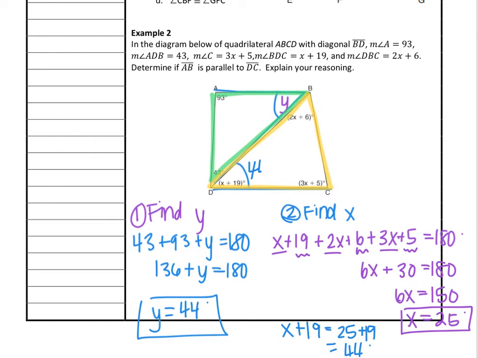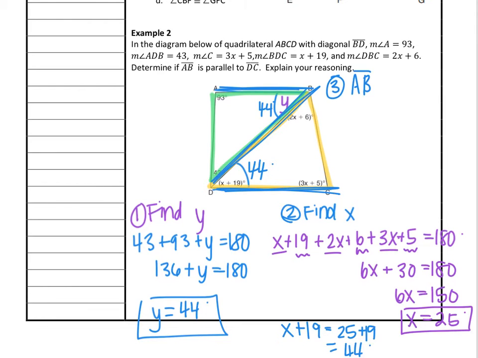Oh my goodness. We found 44 here, 44 here. So what does it tell us about AB and DC? Well, it tells us if they're parallel or not. Because they're congruent, they certainly are. So last but not least, I'm putting it up top, I'm sorry. Wherever you have space, put it. We have to state that AB is parallel to DC and explain our reasoning.